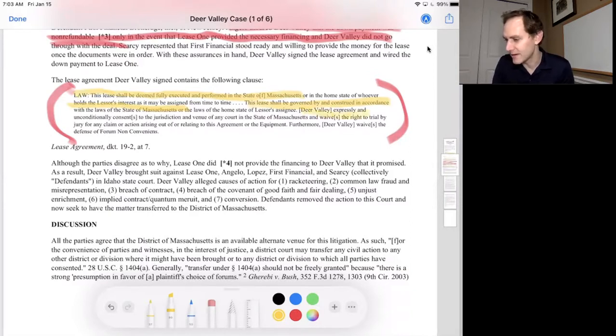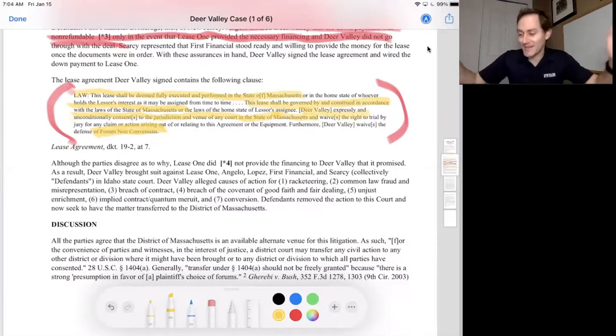Deer Valley expressly and unconditionally consents to the jurisdiction and venue of any court in the state of Massachusetts and waives their right to a jury or claim of action anywhere else. Okay, and this forum non conveniens clause just means Deer Valley can't say, yeah, Massachusetts is inconvenient for us, therefore we have to do it in Idaho. Deer Valley agreed to all of this. This was part of the contract. They said, yeah, if we need to sue you, we'll go to Massachusetts. Okay, I'm so excited.